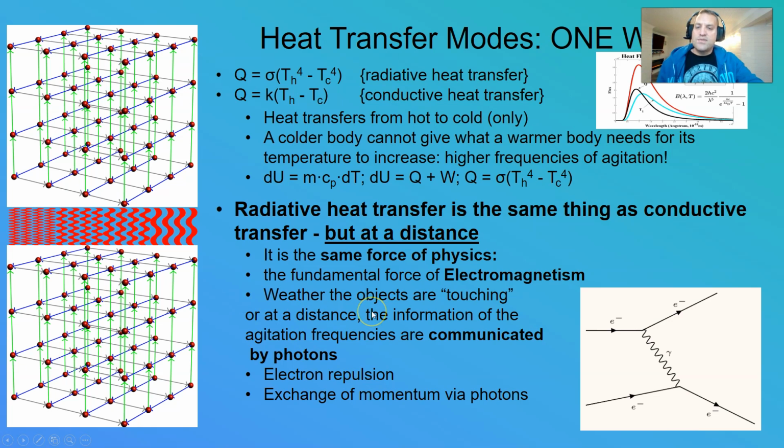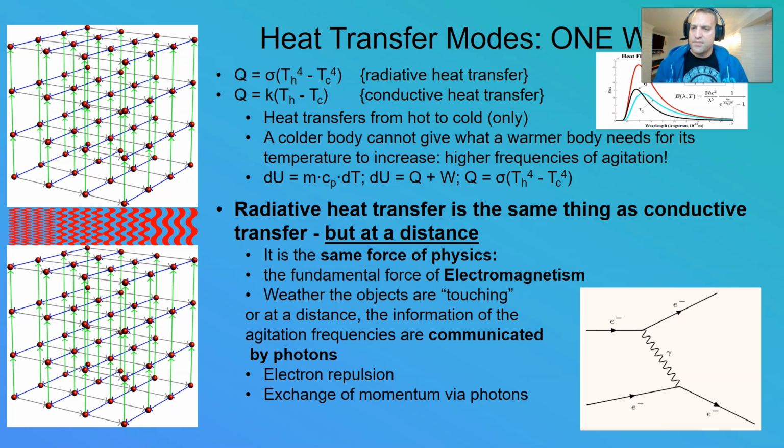So whether the objects are touching or they're at a distance, the information of the agitation frequency rates of the electrons, of the atoms of the body here, is communicated by photons. And it's basically by electron repulsion or an exchange of momentum via photons. So when objects are touching, we have to consider what physical touch actually is. Physical touch is a very abstract concept. There's actually no such thing as physical touch.